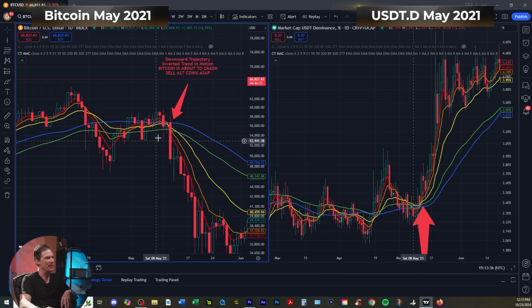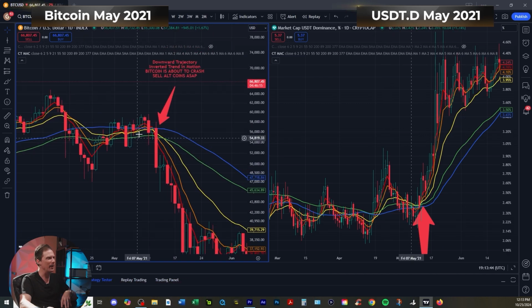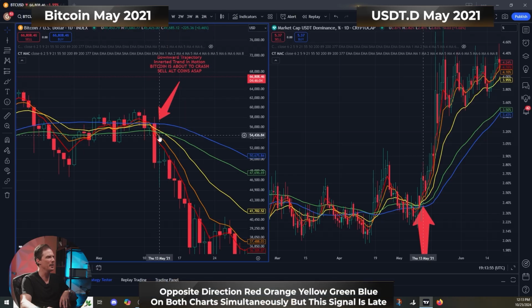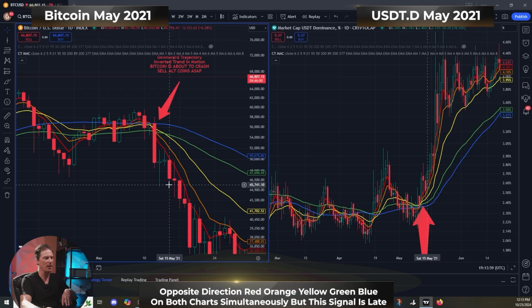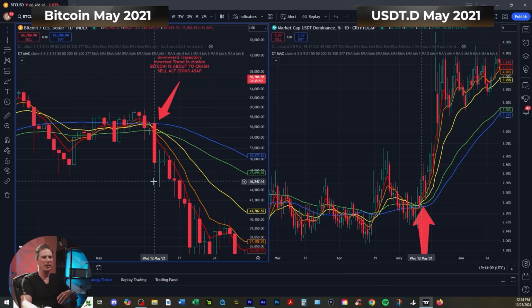When Bitcoin bounces, these lines get closer together and it's kind of setting up a situation for this perfect upside down rainbow, also called an inverted trend in motion. We can see here that 1, 2, 3, 4 days into this thing is when we have that perfect upside down rainbow of the red, orange, yellow, green, blue inverted, right? Well, that's kind of late, right? That's like 4 days into it. How can we have a little bit of a warning?